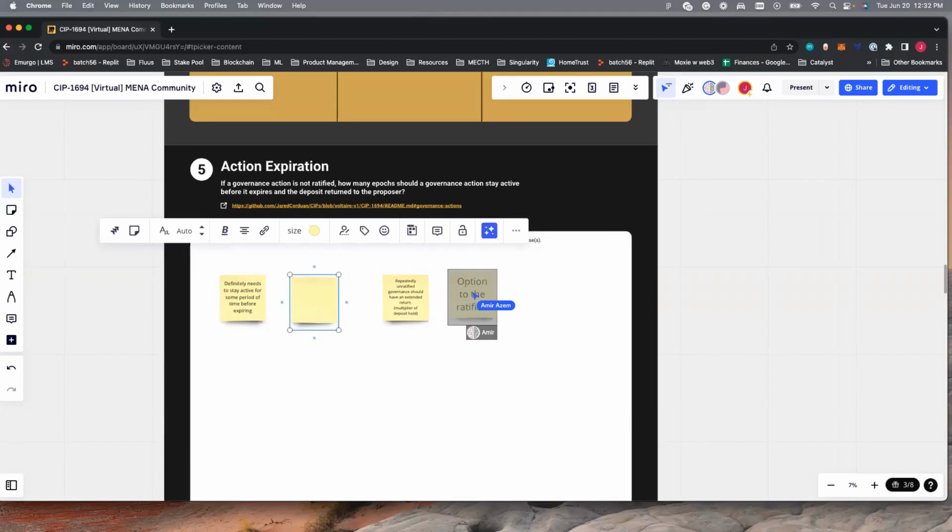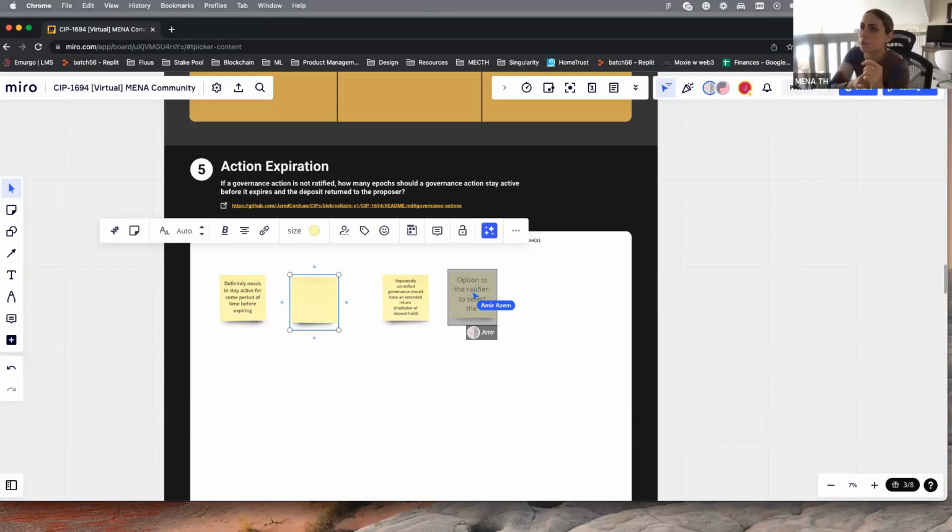Yeah. But it's not about keeping it live, I don't think. It's about, if it was voted no, or like no one voted for it, when do we expire it? Like when do we send the proposal's funds back, when the voting is over for that request? When does it return?